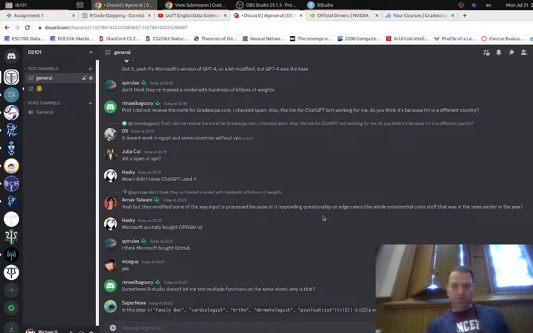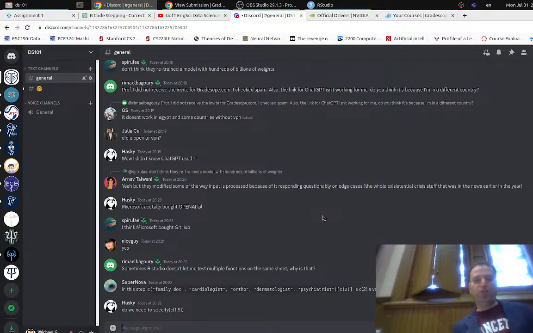Sometimes RStudio doesn't let me test multiple functions on the same sheet. I assume it doesn't let you run the test. You mean when you run them, you get some kind of error, and that's probably just because you missed something. It would say what the error is and what line, and you just need to fix that line.